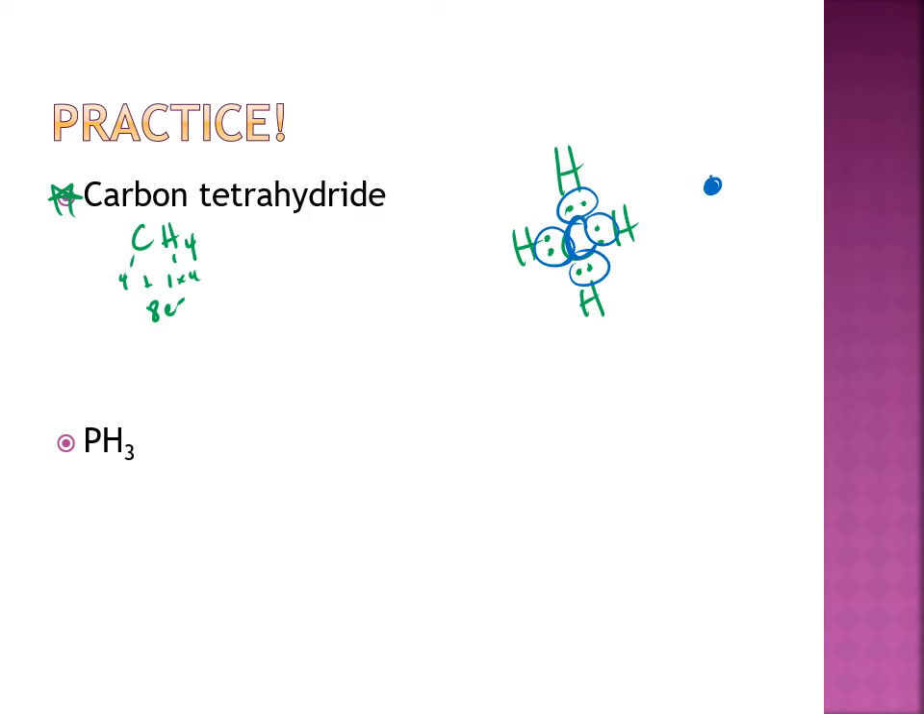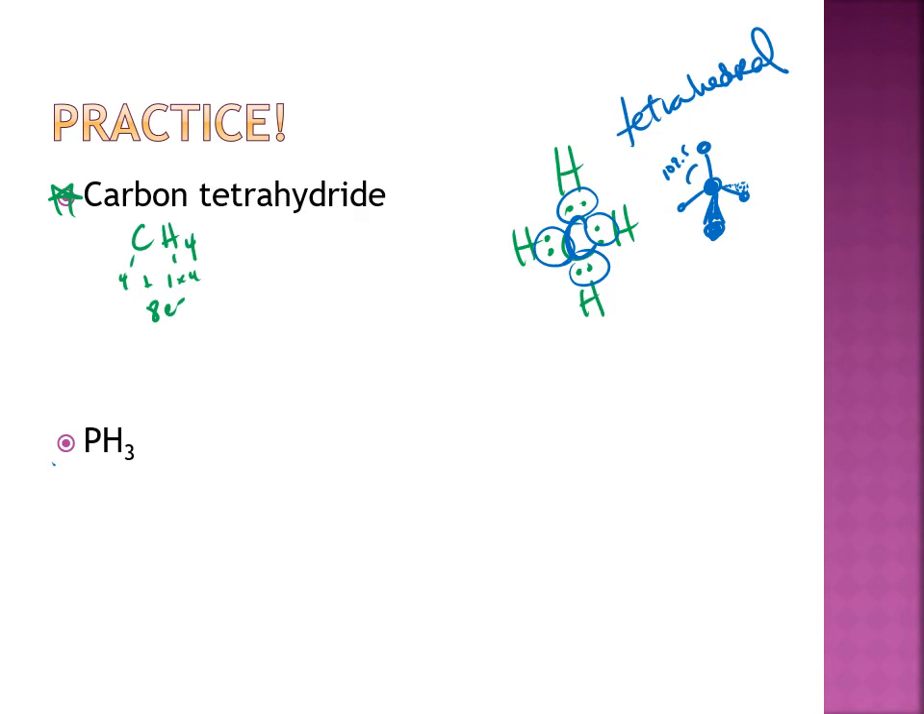So I'm going to have this guy, and then we're going to have 1, 2, 3, 4 things around it. Now some of these are going to come out of the screen toward us, and some are going to go back into the screen away from us because we're thinking three-dimensionally. Our bond angles are going to be 109.5, and this is going to be called tetrahedral.